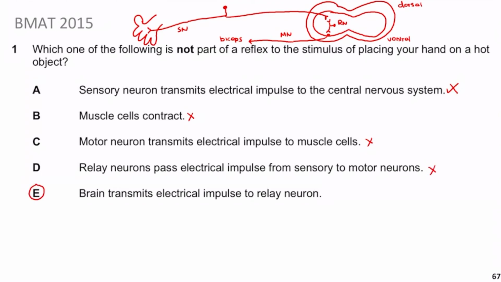But let's just prove that this is wrong. Brain transmits electrical impulses to relay neurons. That's wrong, isn't it? Because remember, in a reflex, you want it to be really fast. You don't want to be sending information from your hand to your brain and then back down. That's really going to waste time, and you're really going to damage some tissues if you do that kind of thing. So that's why the brain is not involved in a reflex. So hopefully, guys, that has made sense.